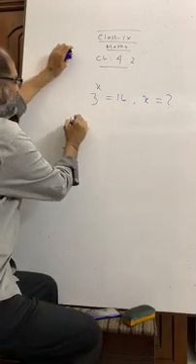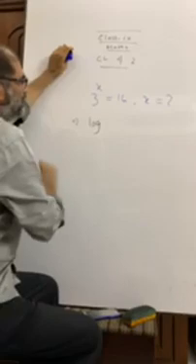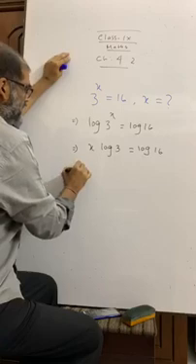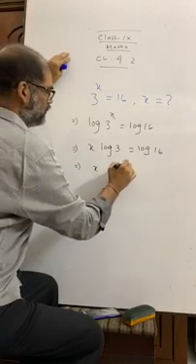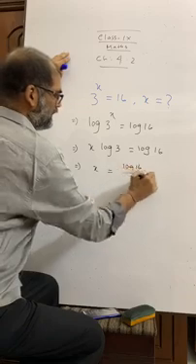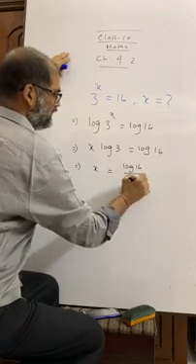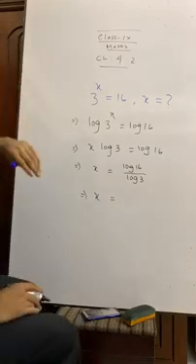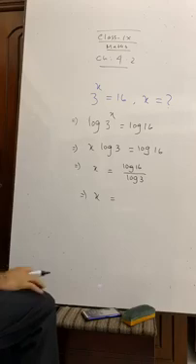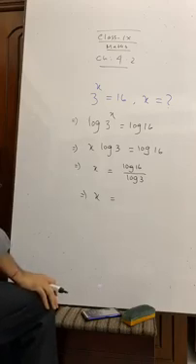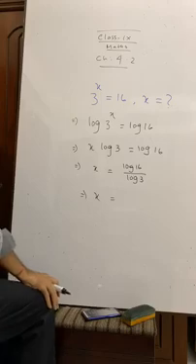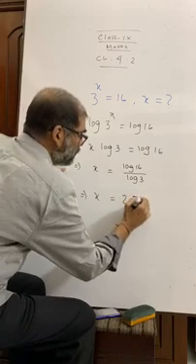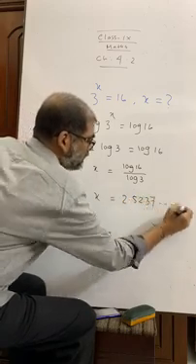We'll take log on both sides. I have taken log on both sides: log 16. Now x equals log 16 by log 3. Now use the calculator. All of you are required to use the calculator. X equals 2.5237 like this.